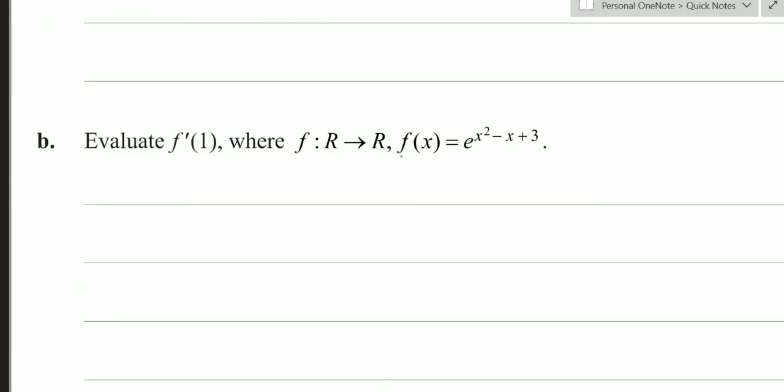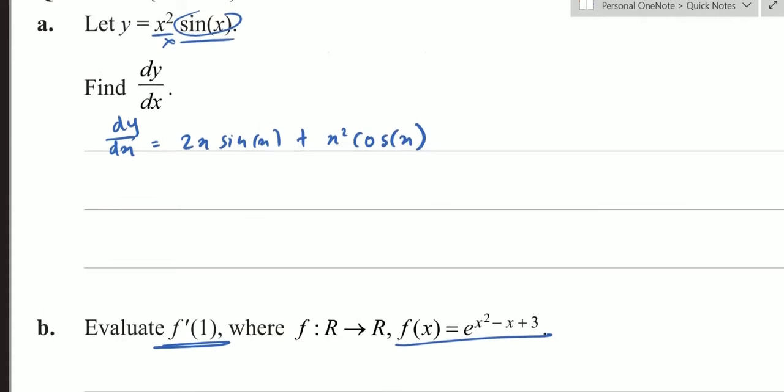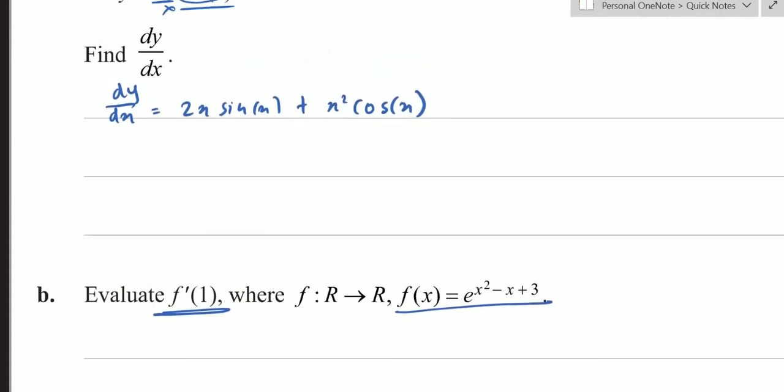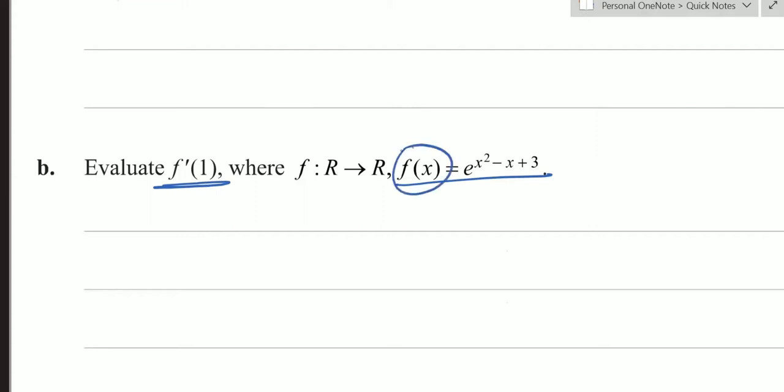Second question, so you have f(x) and you need to find f'(1). It was not really a trick, but just for the first question, always be careful that even though it's a and b, b is not linked to a, so you're not finding f'(1) of this. You're finding f'(1) of the new function. So to find f'(1), we first have to find f'(x).